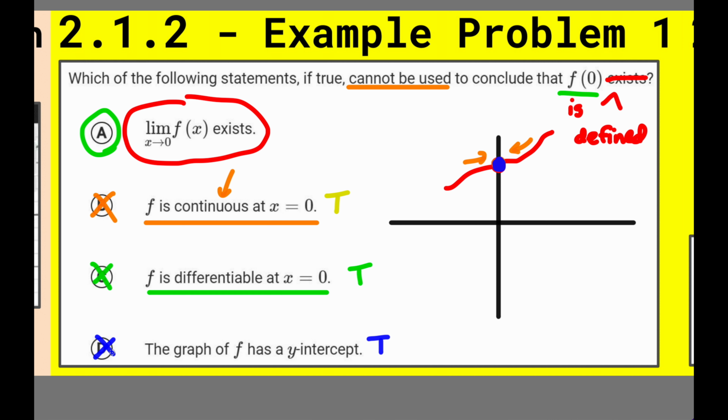Just because the limit of f of x as x approaches 0 exists, it doesn't mean that f of 0 has to exist. It could be a hole. And if it could be a hole, then it's not the answer, because you're looking at all possibilities. The other ones, B, C, and D, if those are true, then you have to have f of 0 existing, or in this case, defined. Holy cow, that's a lot of concepts.